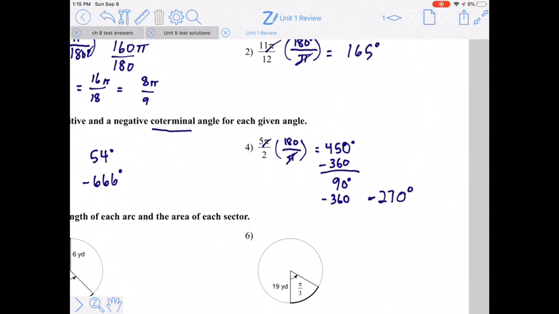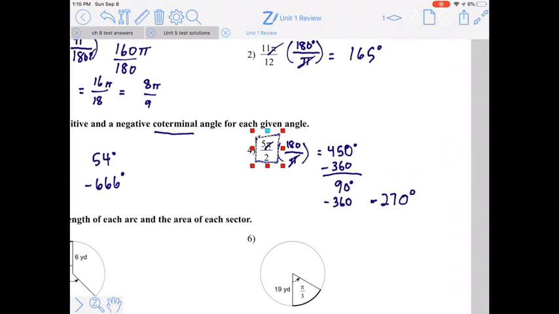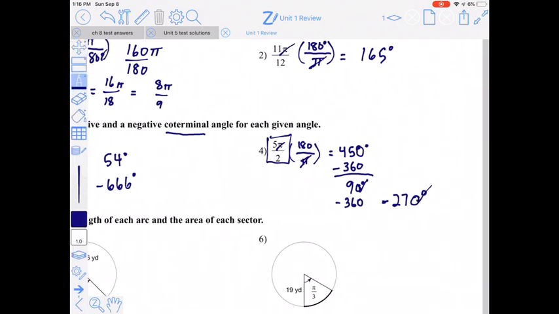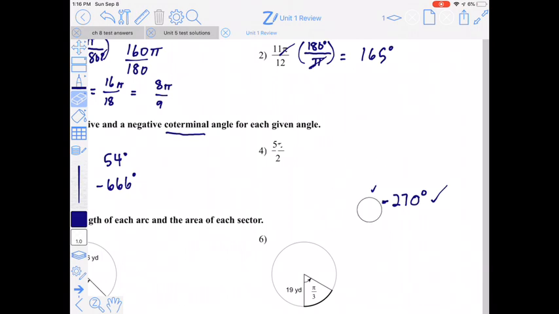Now the thing is though, since we started in radians, our answers need to be given in radians. So even though 90 degrees and negative 270 degrees are coterminal angles, you'd want to convert both of those into radians before your final answer.